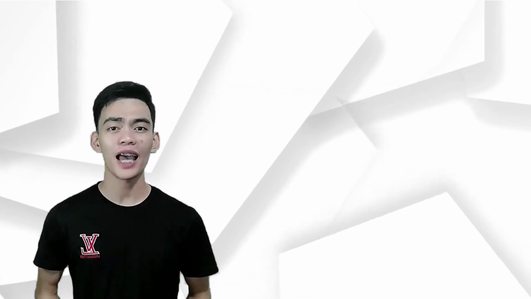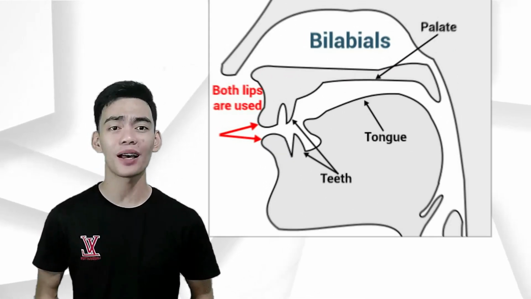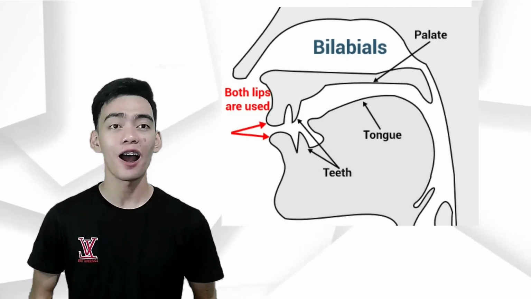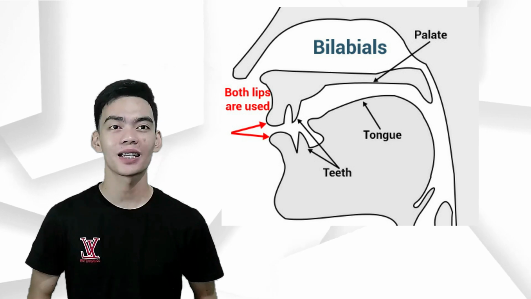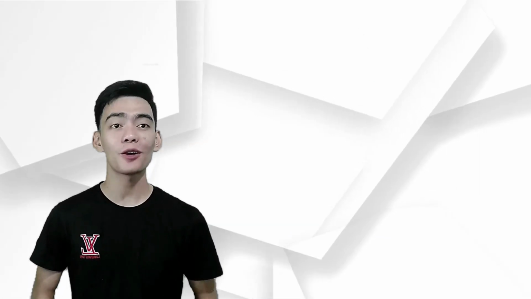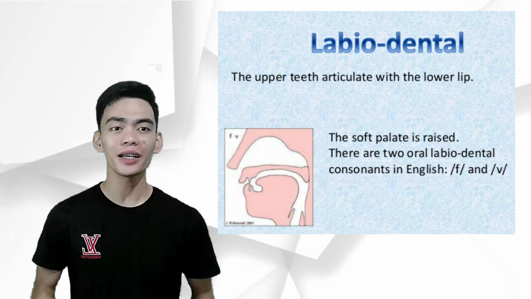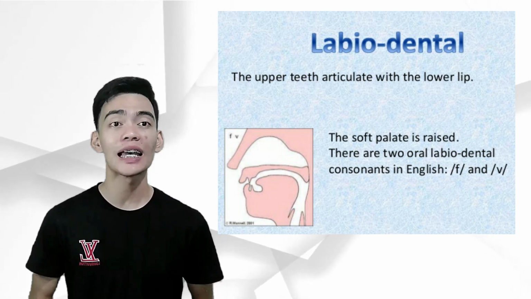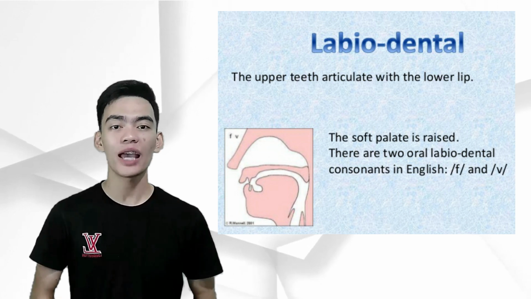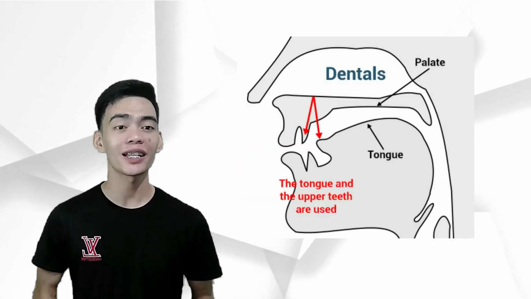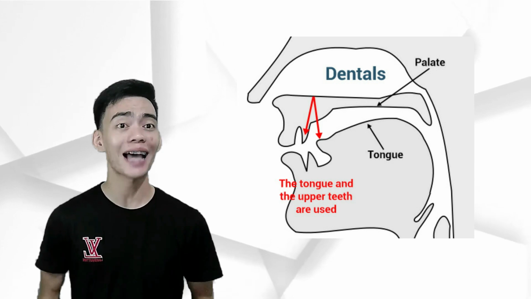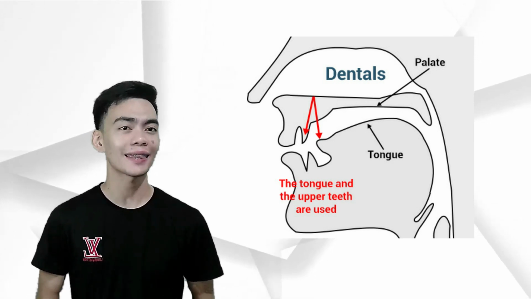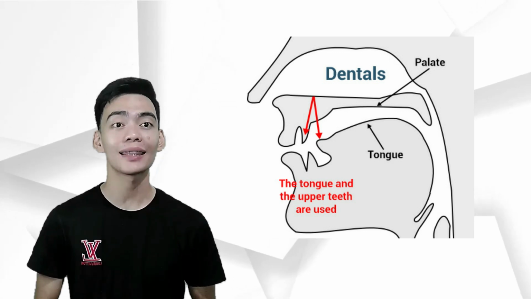The first type of sound is the bilabial, wherein the articulators involved are the lips. Number 2, labiodental, wherein the upper front teeth are placed against the lower lip. Next, we have dental, wherein the tip or the sides of the tongue are between the front teeth and touching the upper teeth.